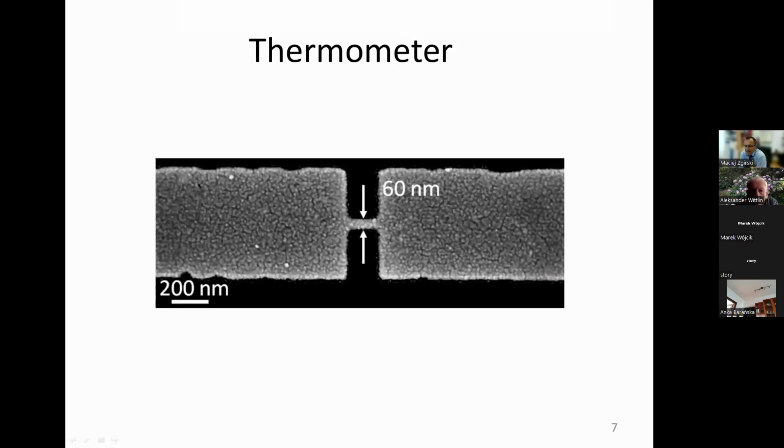It is a diffusive link. It contains many transmission channels, and all possible transmissions are involved here. And the advantage of this structure over the tunnel junction is that it is very robust. It is easy to fabricate. It shows good thermal sensitivity. The tunnel junction also shows it, but with this device we can also work with higher currents, which is more convenient from an experimental or purely technical point of view. So this is my thermometer.